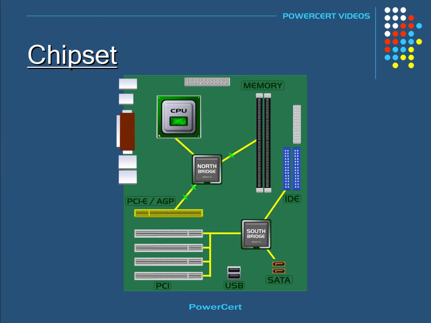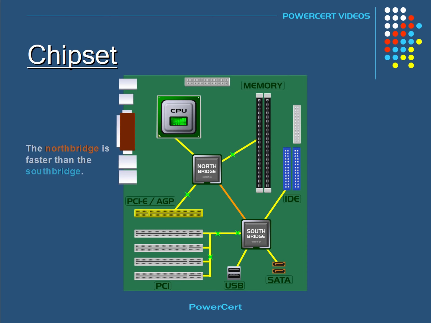So the South Bridge is responsible for the lower portion of the motherboard, while the North Bridge is responsible for the upper portion. There is no direct connection between the CPU and the lower portion of the motherboard. So if the PCI, USB, IDE, or SATA ports need to communicate with the CPU, the information has to go through the South Bridge, then up through the North Bridge, and then to the CPU.